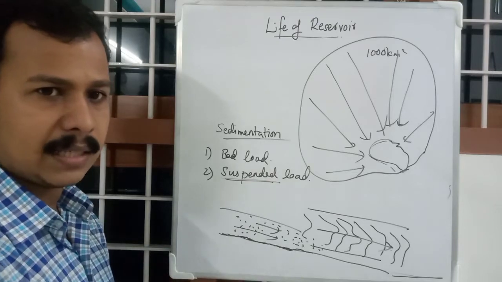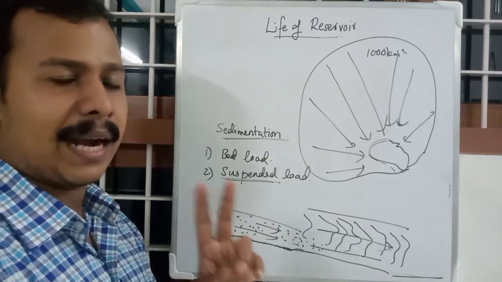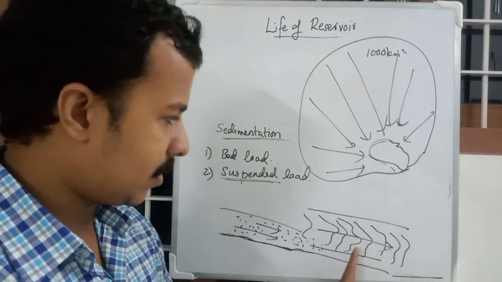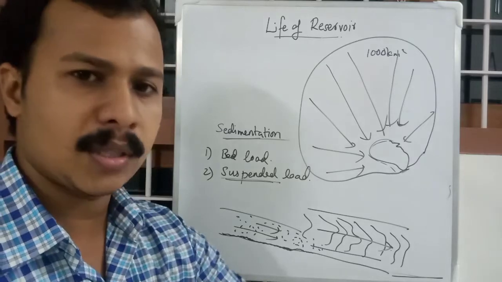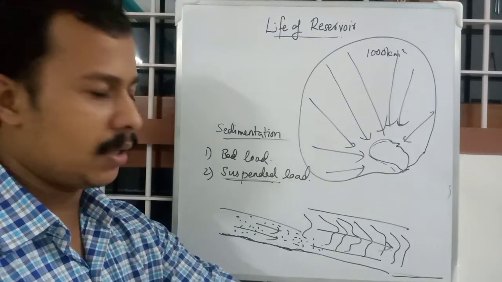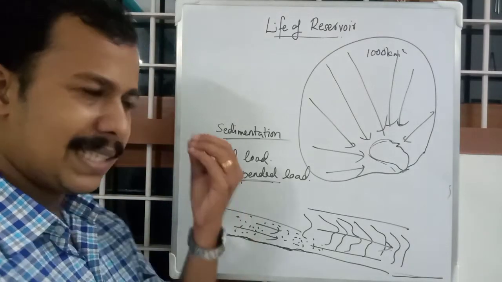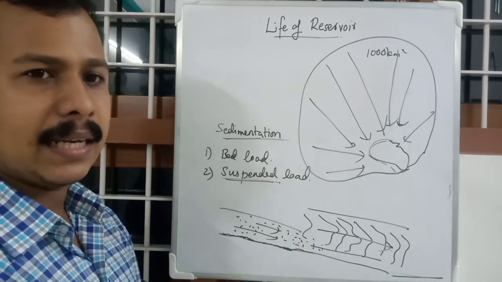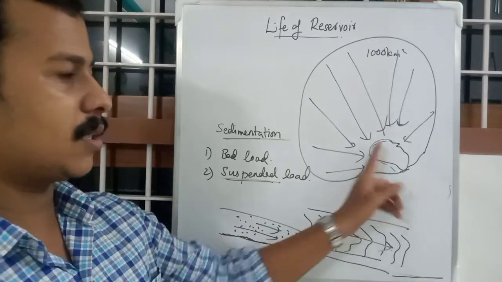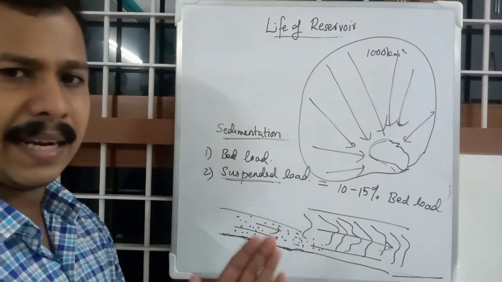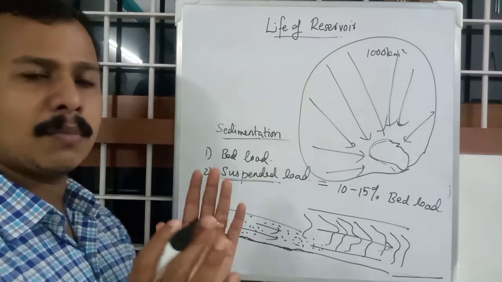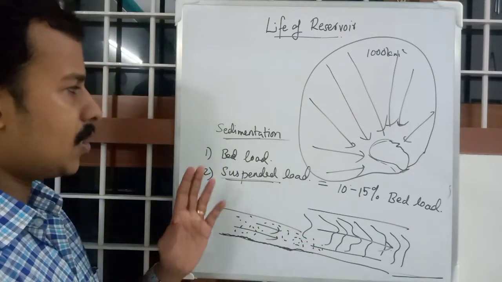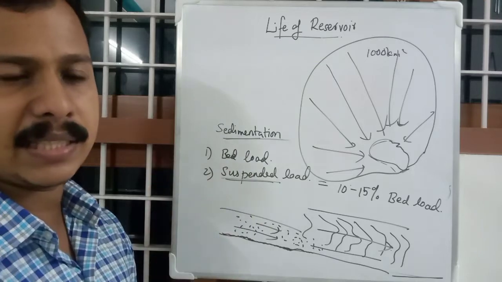I hope you understand. Silt can be transported to the reservoir in two ways, either through the bed like this, rolling through the soil itself or surface of ground itself, or by suspended particles that are suspended in the water flowing into the reservoir. Bed load will be very less, 1/10th or 1/9th of suspended load. So that is about the types of sedimentation that can occur.